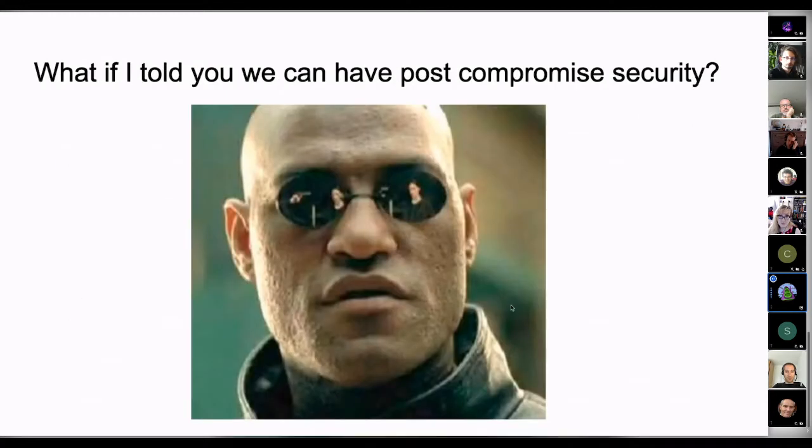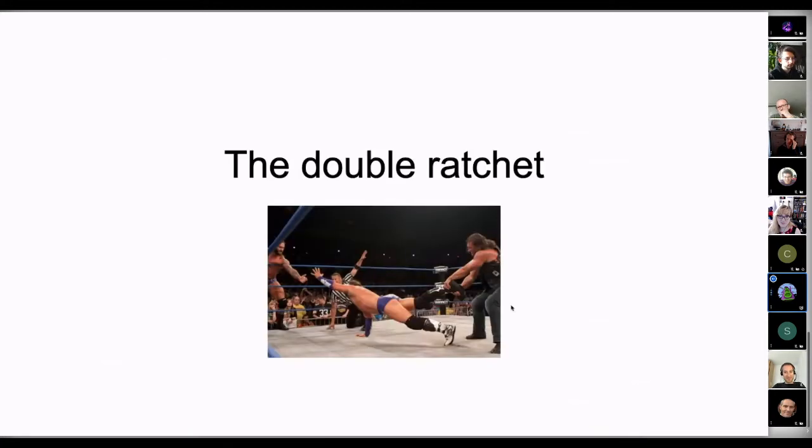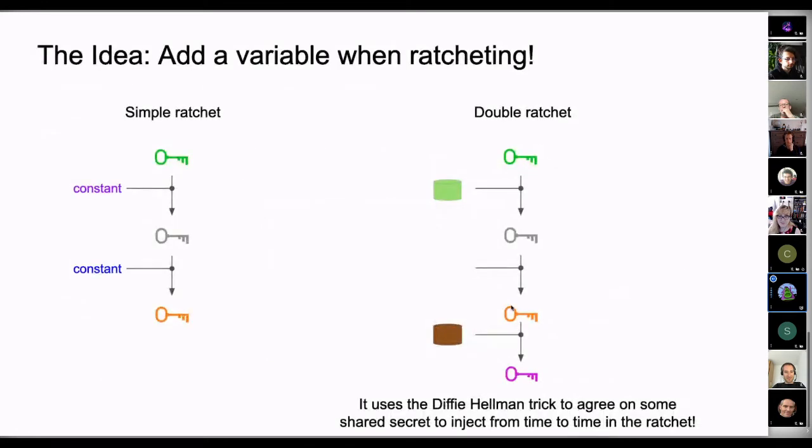But what if I told you we could also have post-compromise security? And of course, you guessed, it's the double ratchet. So to explain it, the idea is that we are going to add a variable when ratcheting the new key. So with the simple ratchet, it's a constant. You remember with the word analogy, we take the 3rd word of the definition, we have the new word. We take the 1st word, we have the new word. What if now we change that? Let's say we start with the 3rd word, and at some point we change. Now it's the 2nd, after it's the 5th word. So that's what the double ratchet is doing.